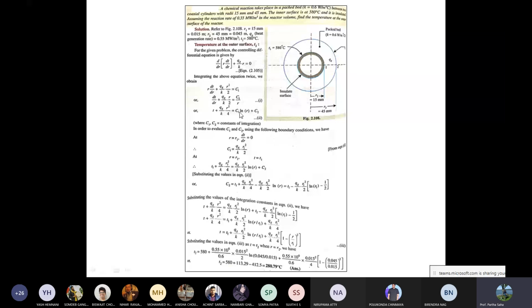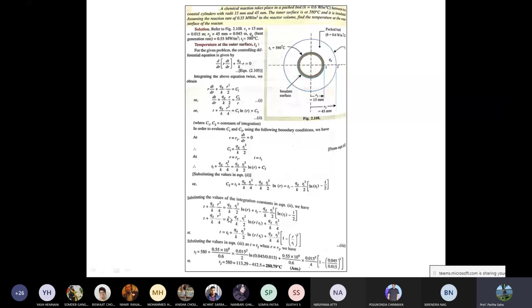Now in order to evaluate C1 and C2, things will be a little different here. We use the following boundary conditions. When R is equal to R1, because of the insulation, no temperature difference happens, so dT by dr is 0. So you get C1. At R equal to R1 again, T equal to T1, so you put in the value T equal to T1. Already having determined C1, you put all these values and then you get C2 equal to this. Now substituting this value in the integration equation 2, you get T equals minus Qg by K R square by 4.